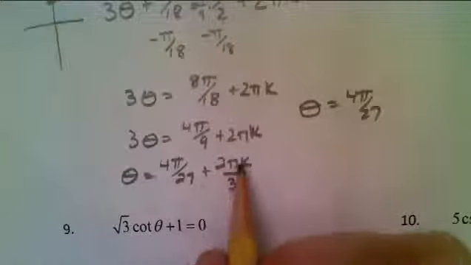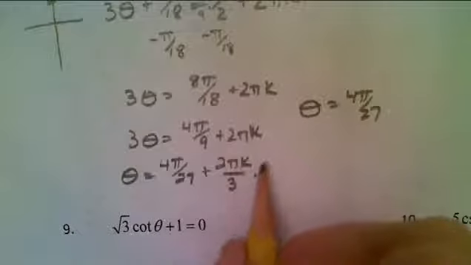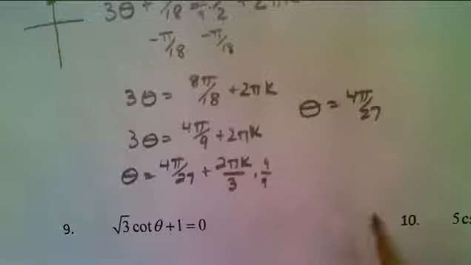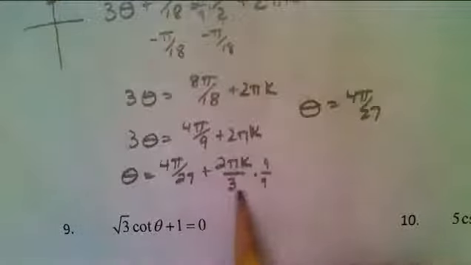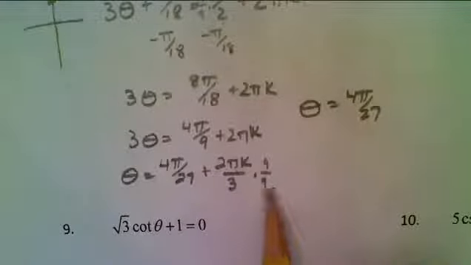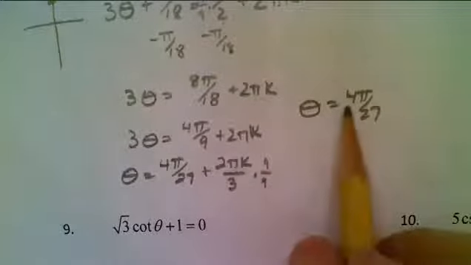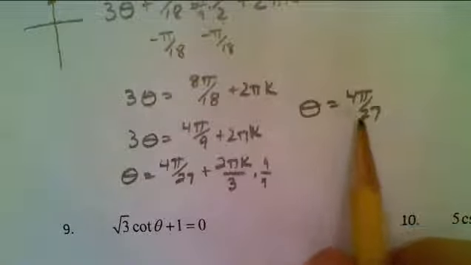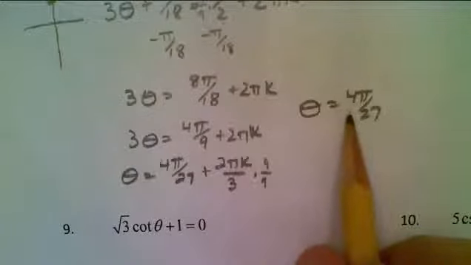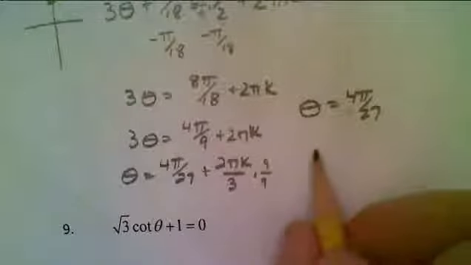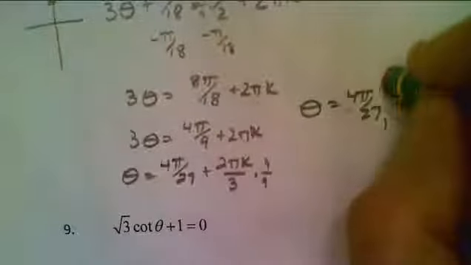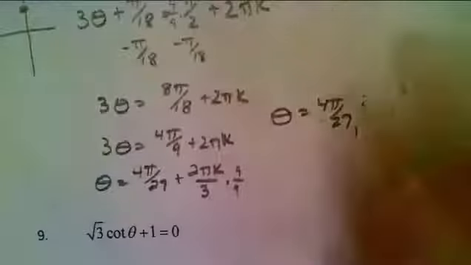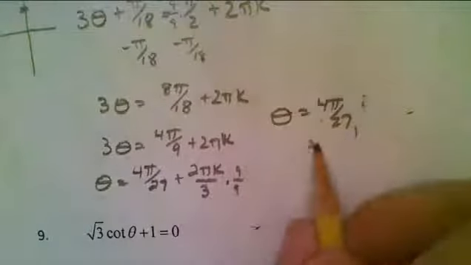Alright, and then I have to add. If k is 1, remember, if I multiply by 9 over 9, when k is 1, I'm going to get 18 pi over 27. So if I take 18 pi over 27 plus the 4 pi over 27 that I have, that would be 22 pi over 27. And I'm going to write that down here because I think I'm going to run out of room over here.